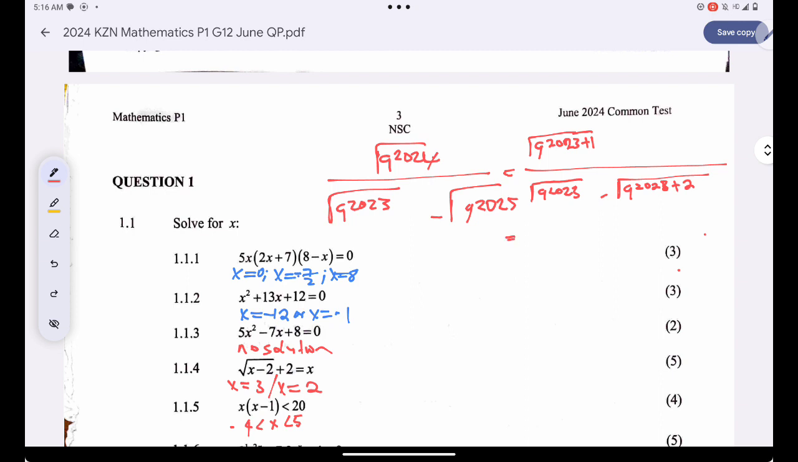And then this thing will give me 9 to the power 2023 multiplied by 9 to the power 1. I'm using the rule that says if I have a to the m plus n, I can simply write it as a to the n multiplied by a to the m. I'm using that rule now.